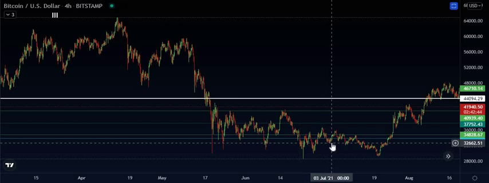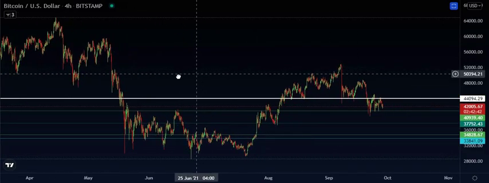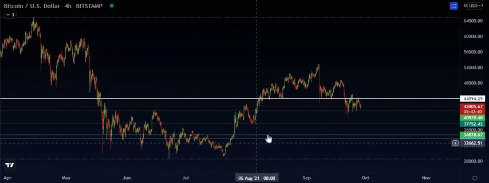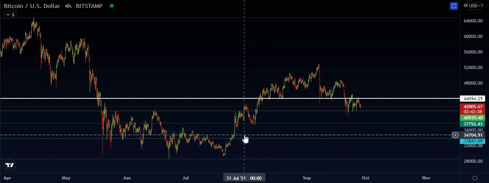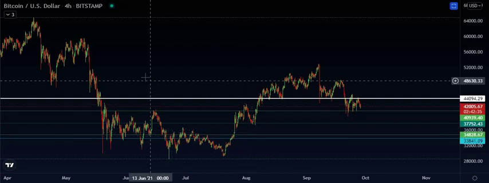So this is the region that I think, if we're going to get a nice bounce in the future, is where it's going to start from. Personally, this is my own suggestion.